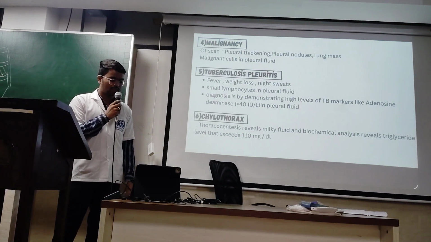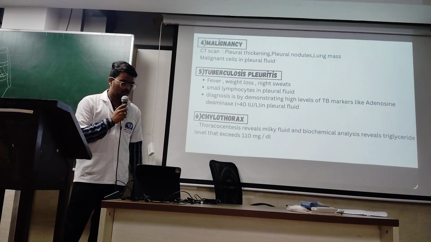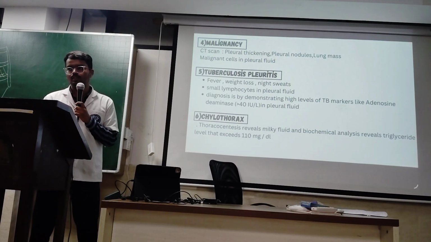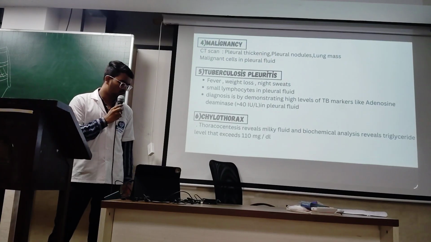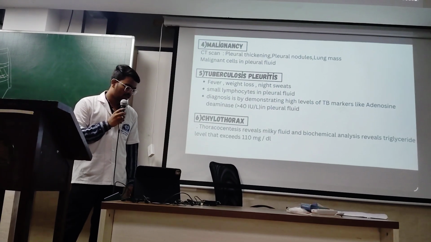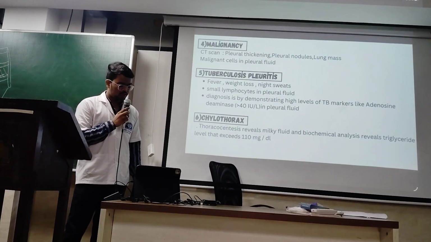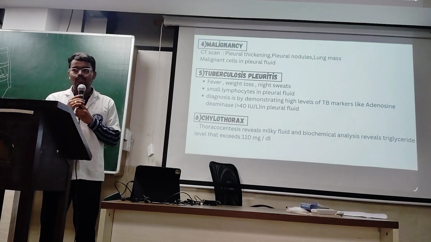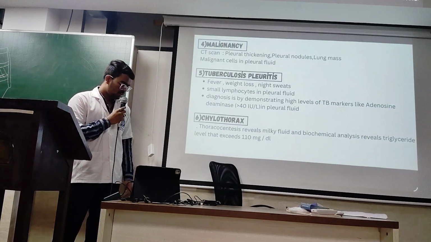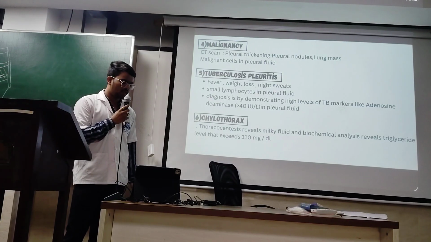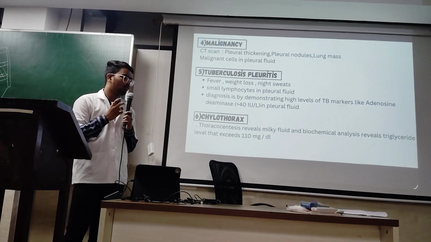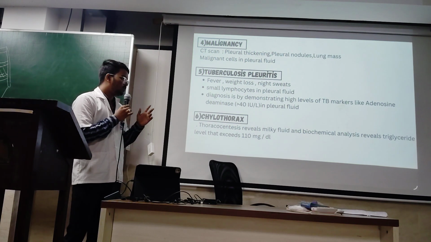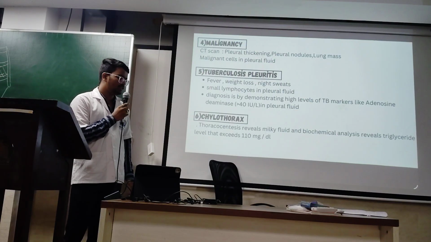Then, in the cases of malignancy, we can see pleural thickenings, pleural nodules, and lung masses in the CT scan, and in the pleural fluid we can see malignant cells. Then, in tuberculous pleuritis, fever, weight loss, and night sweats are seen, and small lymphocytes in the pleural fluid. We can diagnose tuberculous pleuritis by TB markers such as adenosine deaminase, and in chylothorax we can find milky pleural fluid and the presence of chylomicrons and triglycerides in the pleural fluid greater than 110 milligram per deciliter. Thank you.